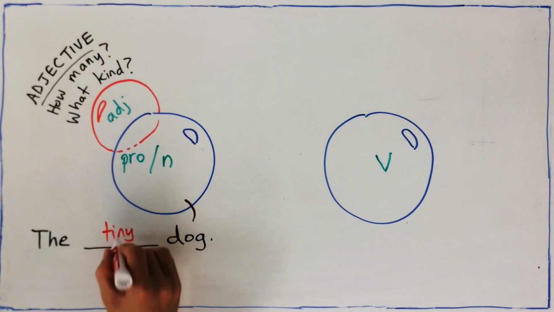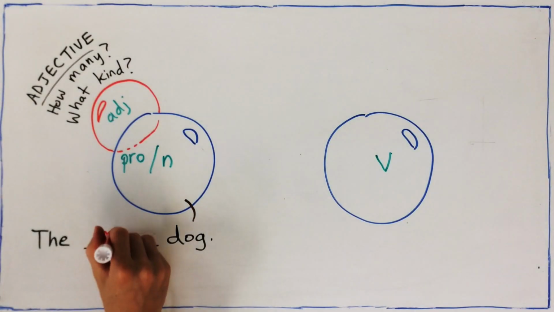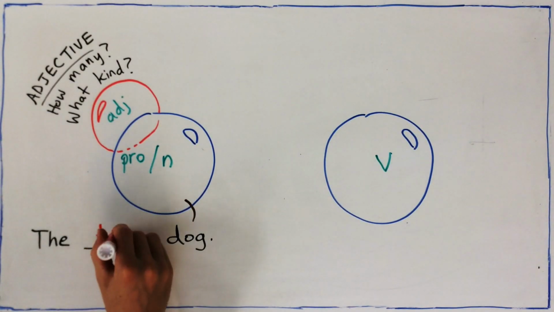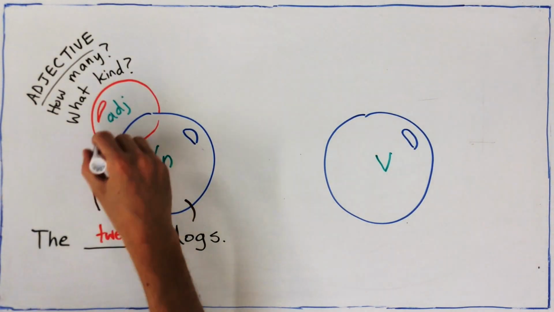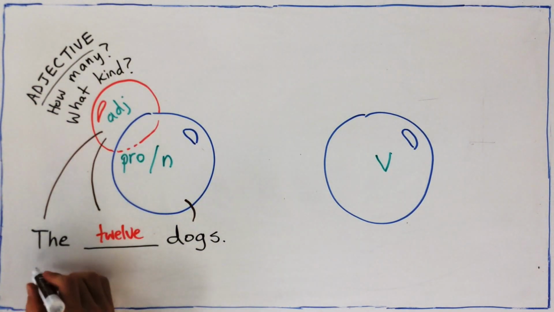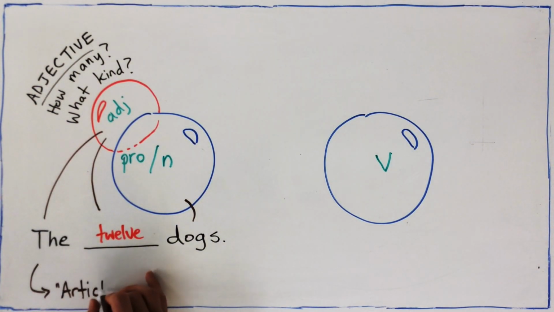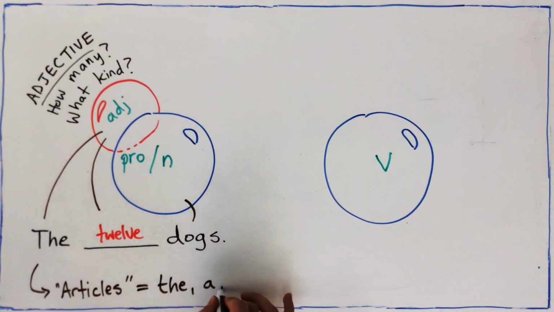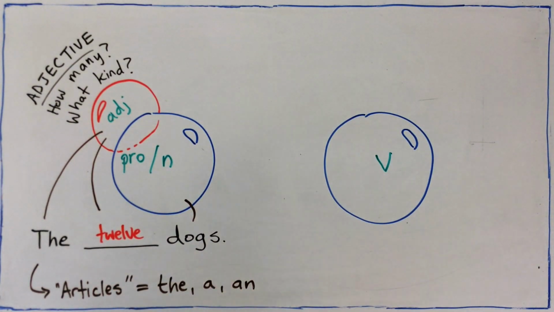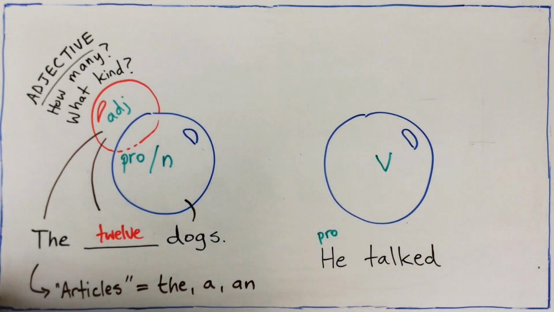Tell me about the dog's personality. Tell me about its size. Tell me about its color. Tell me how many of them there are. Any word that describes a noun or pronoun is an adjective. And if you notice, the word the is also describing dogs. The is part of a small group within the family of adjectives called articles. And you should memorize those three articles right now.